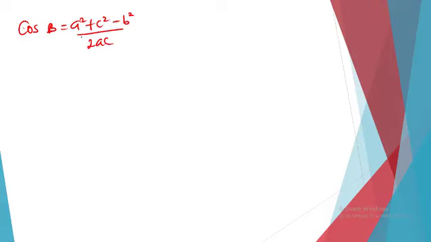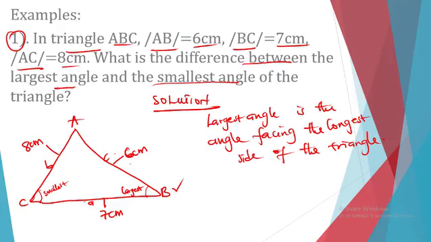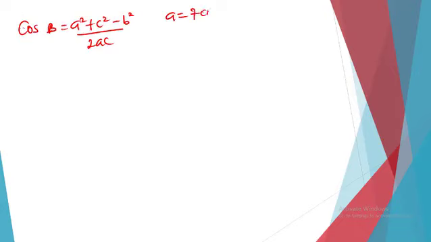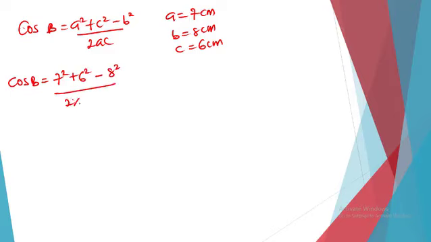Okay, let us start. Our A, small letter A, is 7 cm, small letter B is 8 cm, small letter C is 6 cm. So our A is 7 cm, our B is 8 cm, and our C is 6 cm. So let us now substitute to have cos B equal to 7 squared plus 6 squared minus 8 squared all over 2 times 7 times 6.